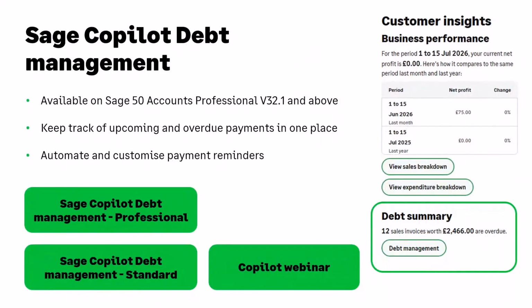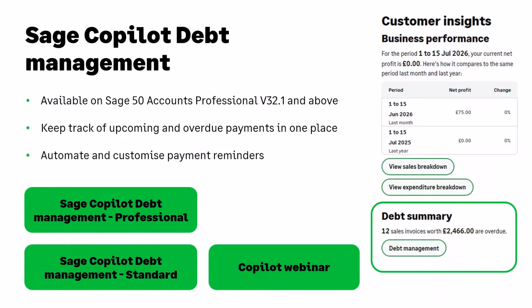I also just want to touch on the professional level of Sage 50 Accounts as well. You could also have the option to use debt management in Sage Copilot to chase your upcoming and overdue customer invoices too. You can keep track of upcoming and overdue payments and send your customers one-off customized emails, or automate these based on certain criteria with automated payment reminders.